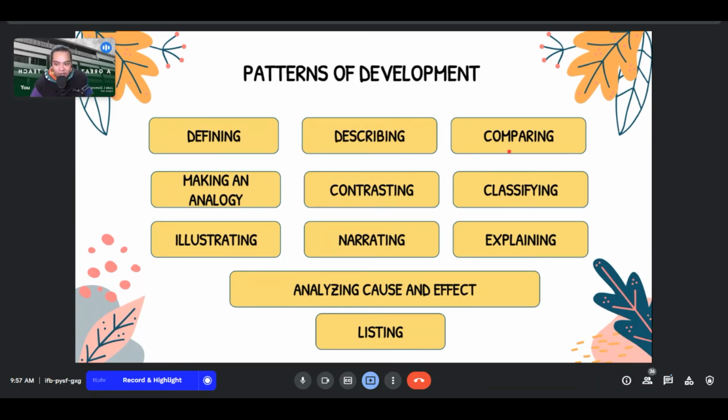Next is comparing. You can further develop the understanding of a topic by comparing and contrasting certain topics to one another. That way, by comparing, yeah, comparing and contrasting. So making an analogy is simply making, kumbaga kinukumpara nyo yung situation sa iba pang situation.